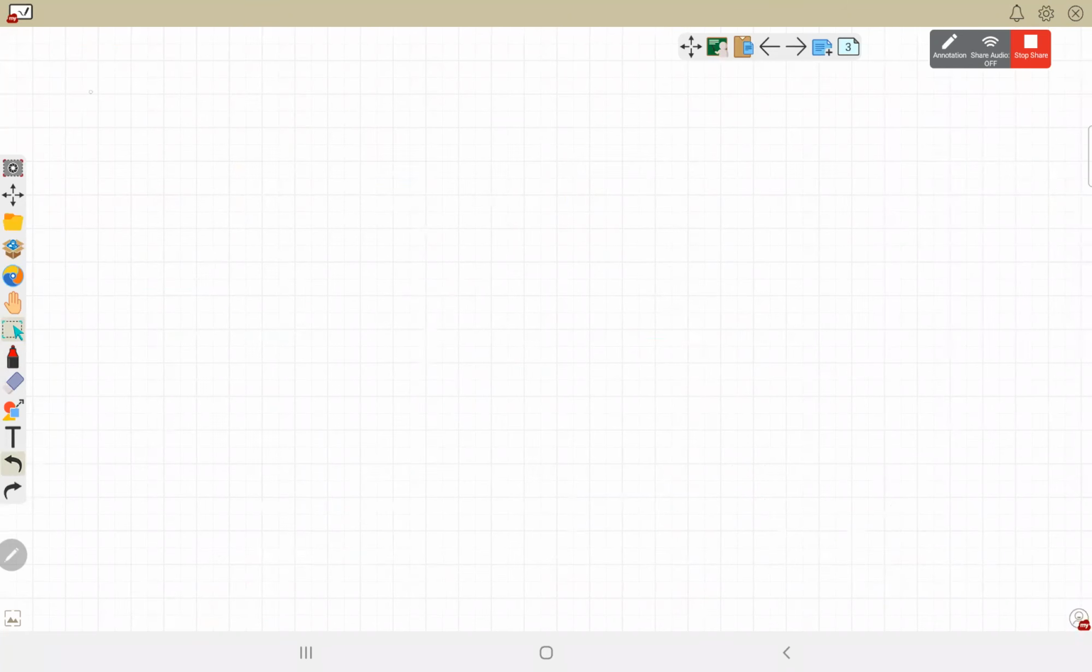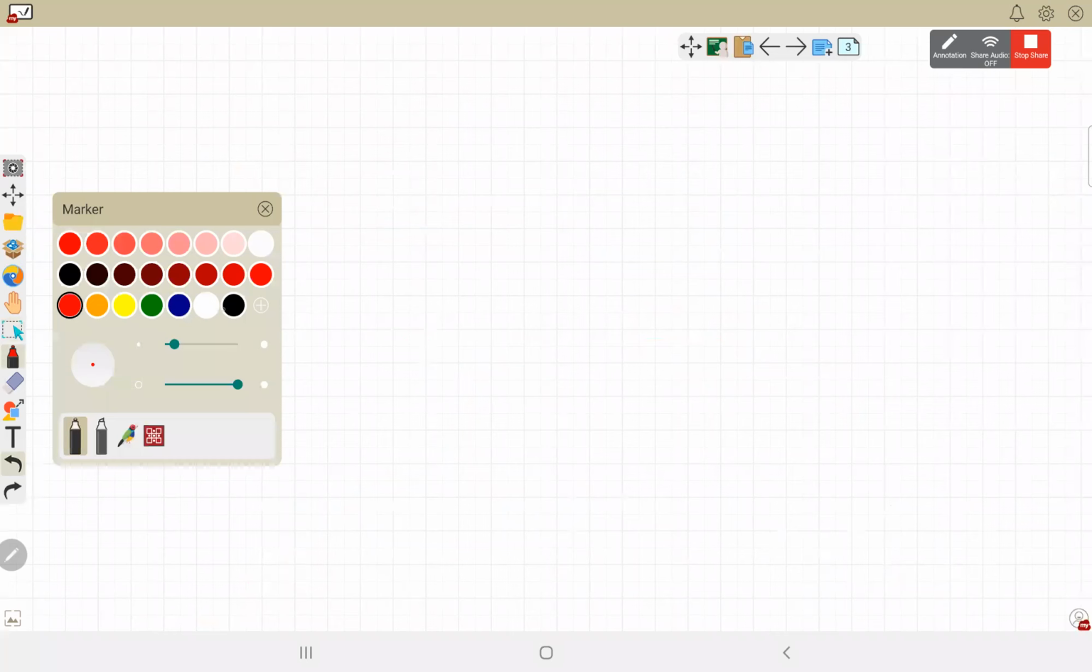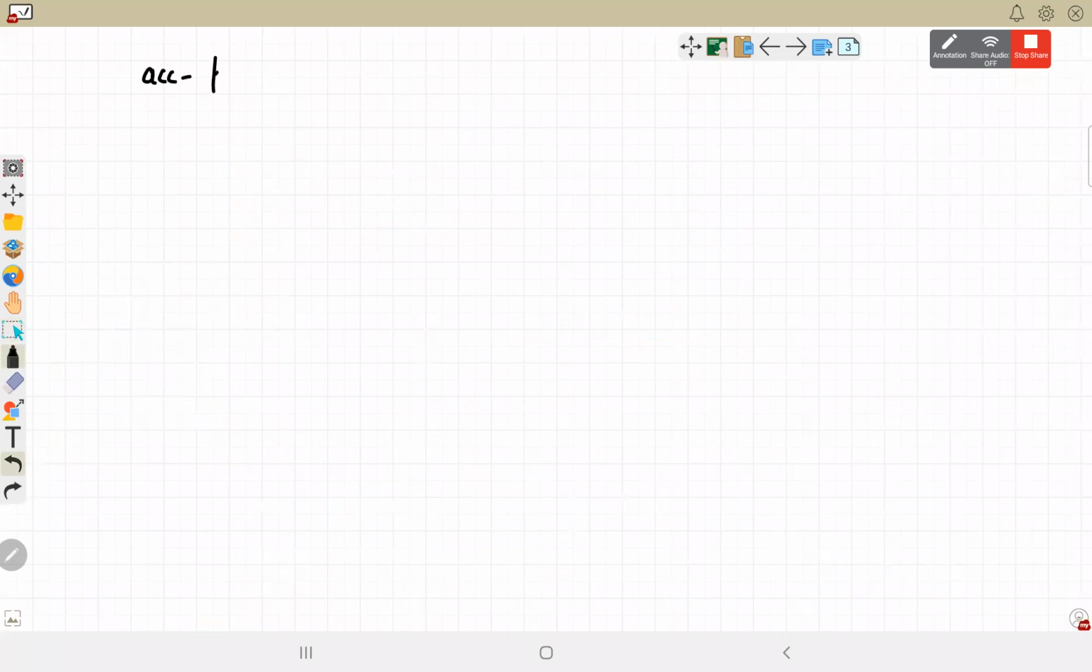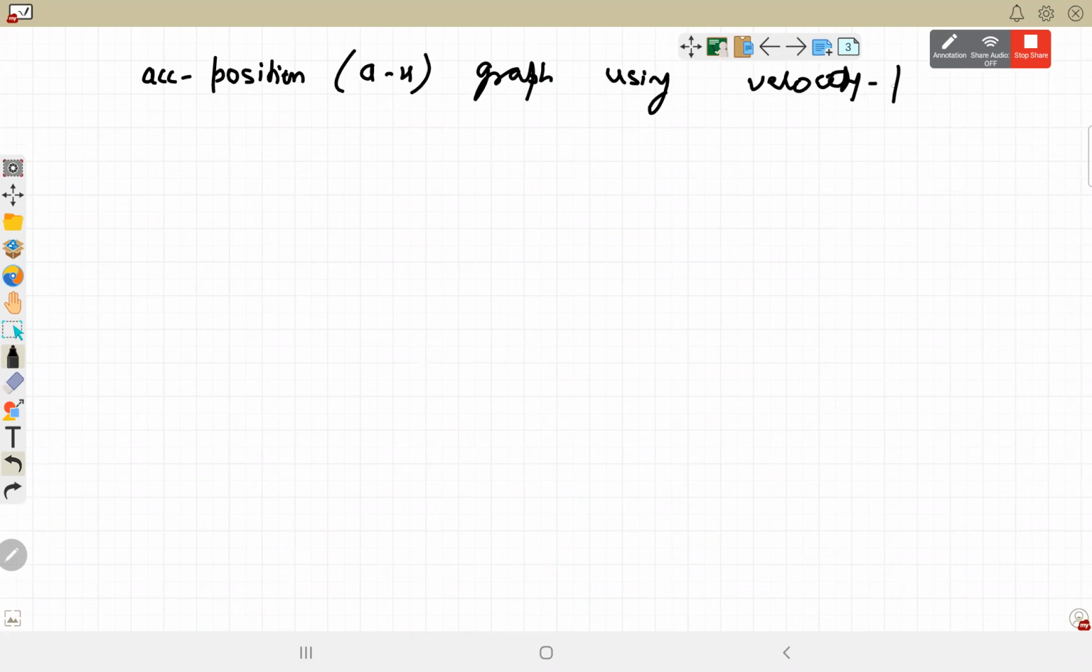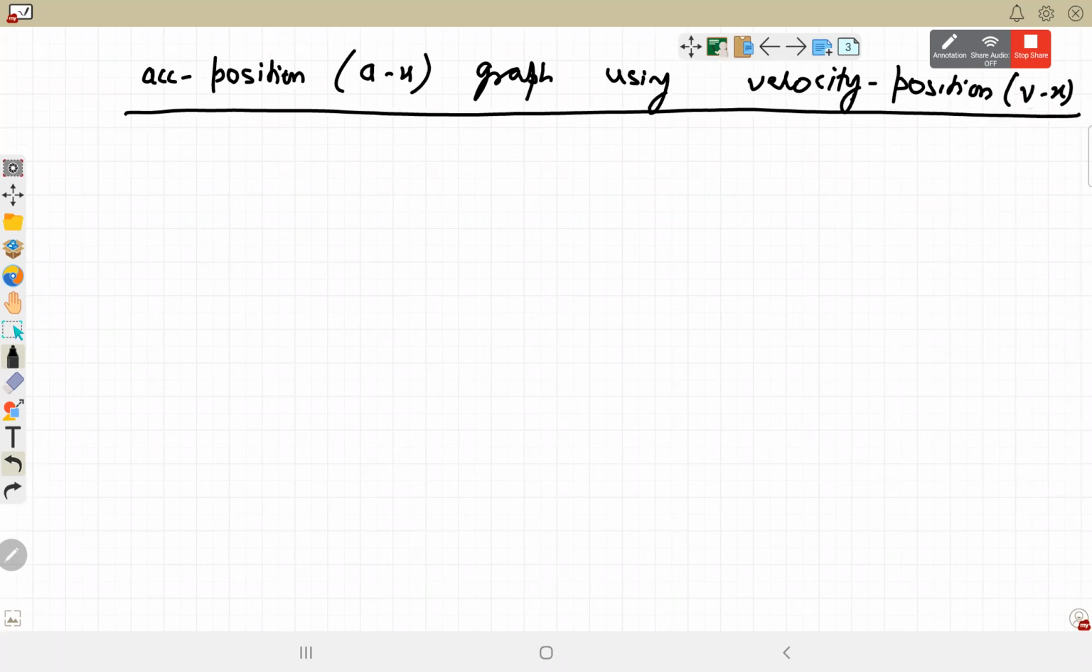Now, velocity position to acceleration position. So basically, we have to draw the A versus X graph using the velocity position graph. The velocity time to acceleration time is simple, the same logic that we use from xt to vt. But if we have a v versus x graph, for example, if the velocity versus position graph is like this.